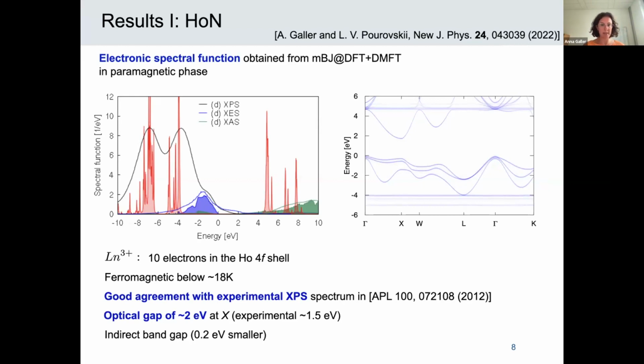And what is also interesting to note, and this you can see from the k-resolved spectrum in the right panel, is that the band gap for these more than half-filled rare earth mononitrides becomes indirect. So now the band gap is between the gamma and the X point, and it's slightly smaller than the optical gap, which is still at X. So the optical gap is around 2 eV, while the indirect band gap between gamma and X is around 2.0 eV smaller.